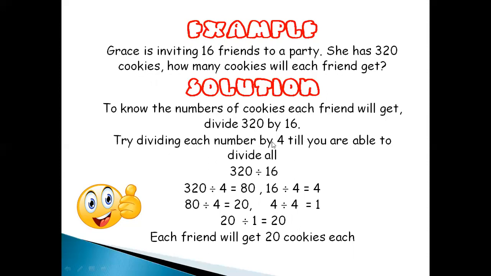First of all, let's try by dividing each of the number by 4. If I divide 320 by 4, that will give me 80. Because I know that 4 in 32 is 8. So just add the 0 to it and that will give me 80. And then if I divide 16 by 4, that will give me 4. So I'm left with 80 divided by 4, isn't it? Now let's go further. If I divide 80 by 4, that will give me 20. And if I divide 4 by 4, I'll be left with 1. So that will be 20 divided by 1. And then 20 divided by 1 will give me 20.